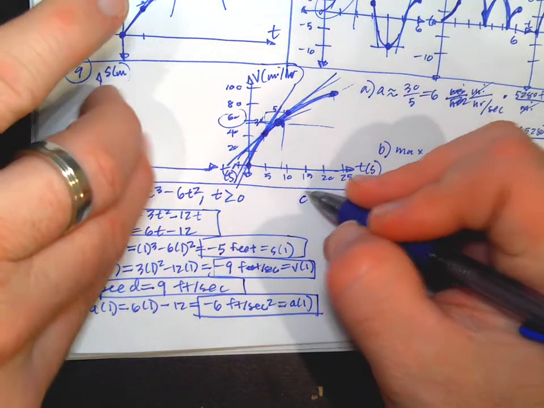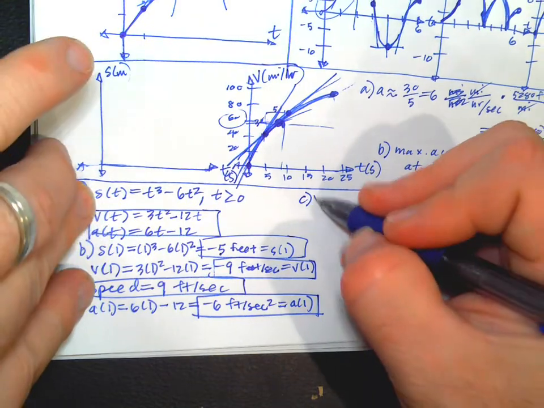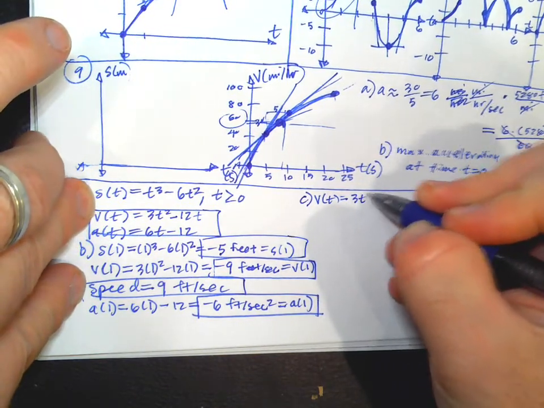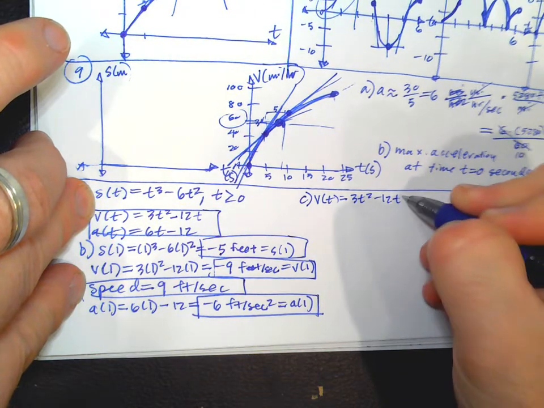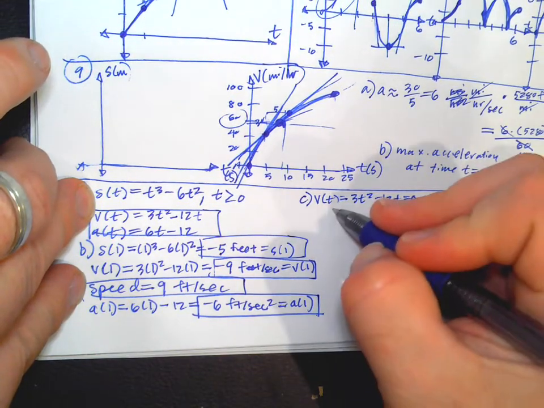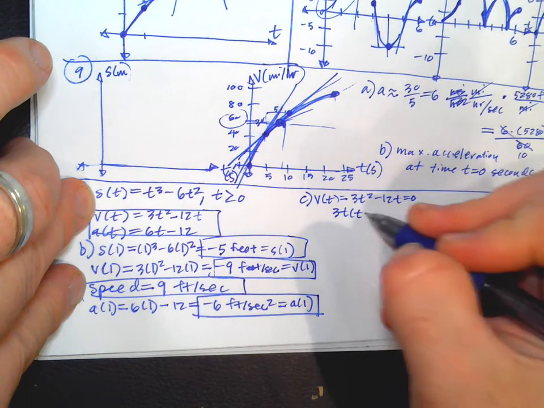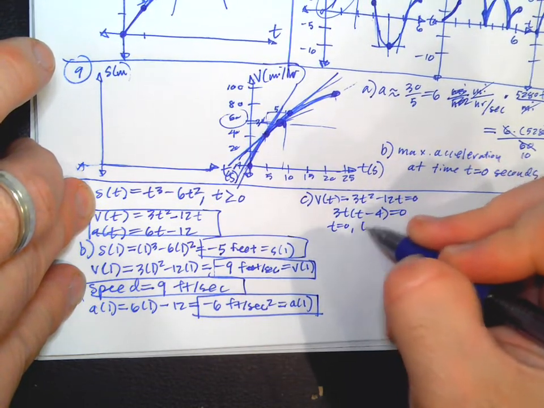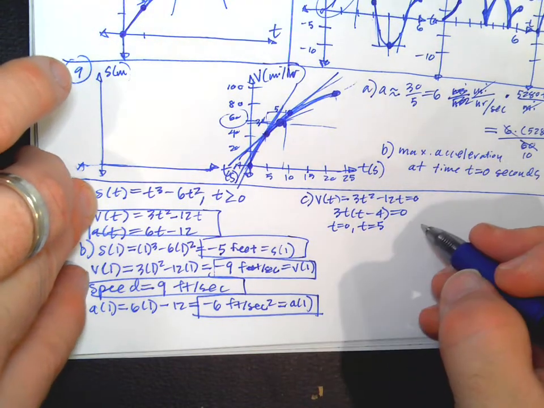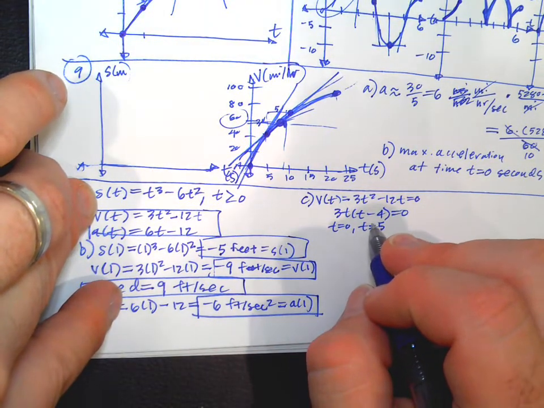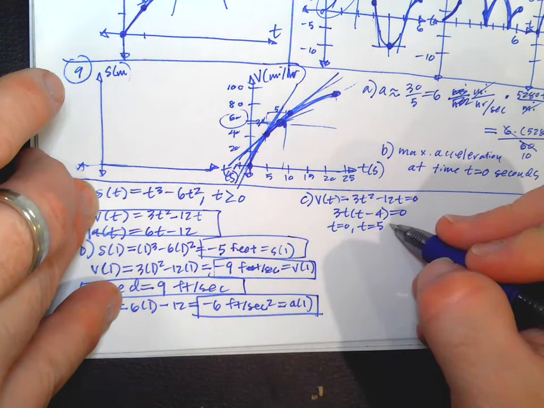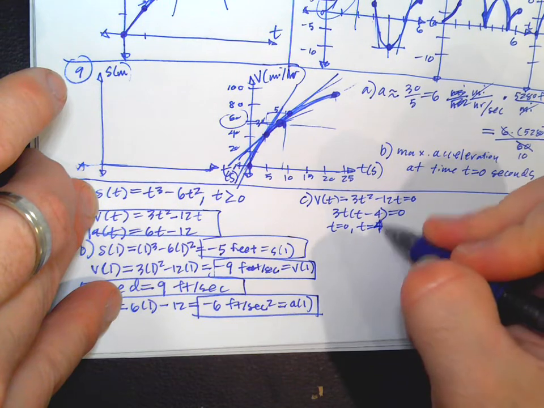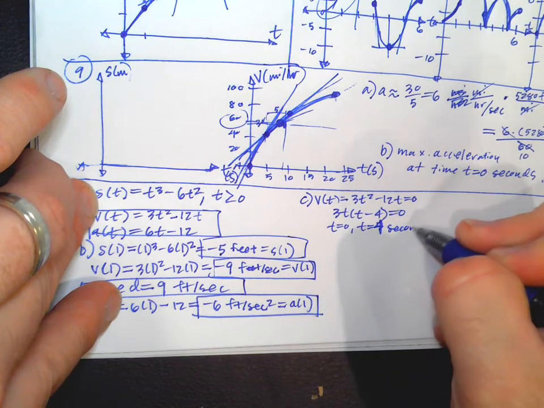C says, at what time does the particle stop? That's when velocity equals 0. So our velocity equation is 3t squared minus 12t, and we're going to set it equal to 0. We're going to factor out a 3t. So we're going to say it stopped at, did I make a mistake? Let's see, 4 seconds. Let's put the units.